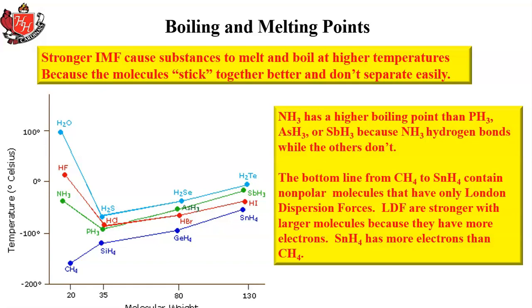London dispersion forces are stronger with larger molecules because they have more electrons. So SnH4 has more electrons than CH4 and the others as well. And so therefore, because it's a bigger molecule, it has stronger London dispersion forces. That's the only kind of forces that nonpolar molecules have, and that's why the order of boiling point goes in that direction.